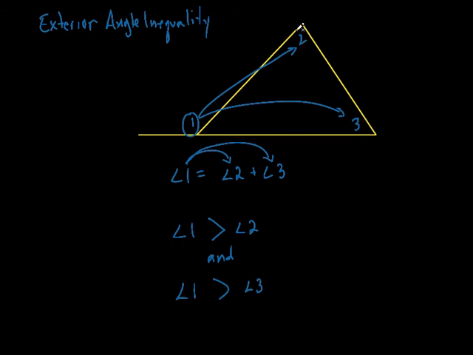Just from this information, I don't really know if 2 is bigger than 3 or 2 is smaller than 3. But I do know that 1 is bigger than 2. I could write it the other way. I could compare angle 2 to angle 1. So I could say that angle 2 would be less than angle 1. It's basically saying the same thing as we did right here. You could also say that angle 3 would be less than angle 1. Okay? Let's move on to something else.